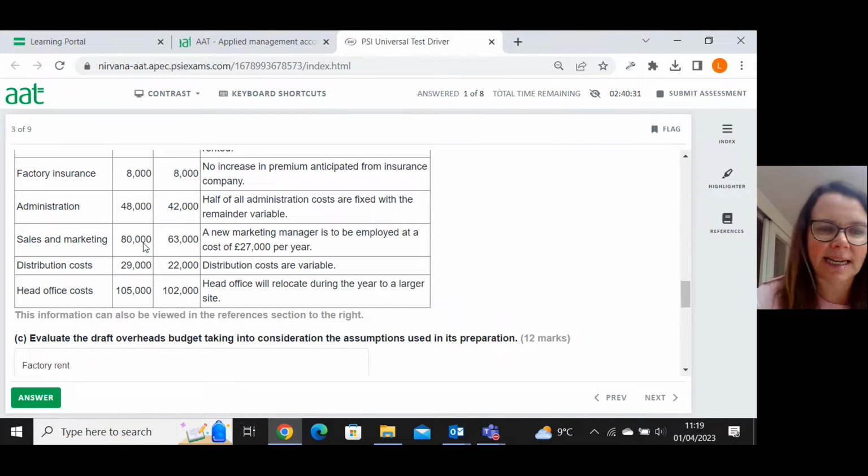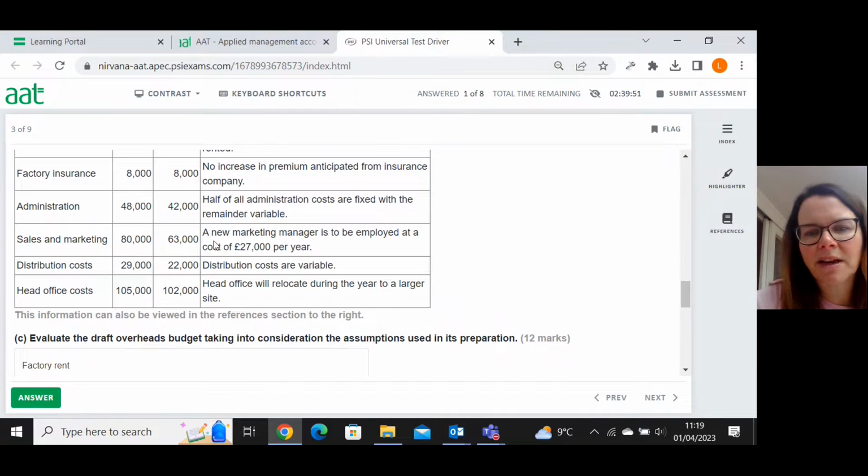Right, then I'd come to my next heading, sales and marketing. So I'm told here a new marketing manager is to be employed at a cost of £27,000 per year. Right, so if I take last year's sales and marketing figure, 63, and I add on the 27 for the new marketing manager, actually gives me 90,000. They've only put 80 in the budget. So they've brought in the cost of this new marketing manager, but then they've docked what was previously spent by 10,000.